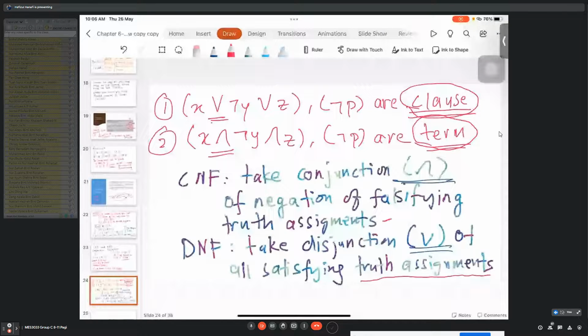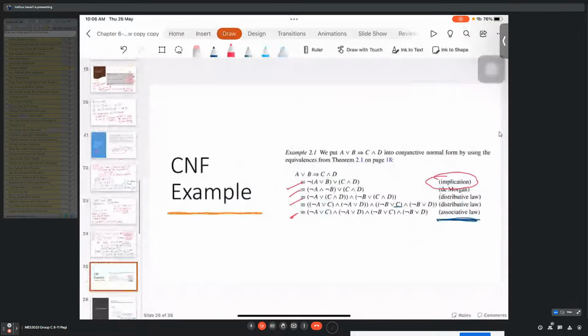For the CNF example, this is the process. First, you use implication and put in the negated operation. Secondly, you apply De Morgan's law. Third, you need the distributive law. And number four, you apply the associative law.